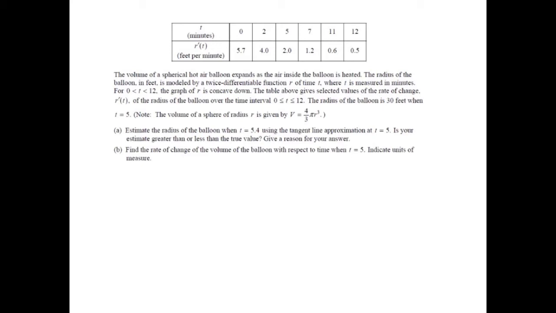So we want to build a tangent line at t equals 5. And t is my independent variable here, so it's like the x. And then r is my dependent. So you're told at time 5 that the radius is 30 feet.